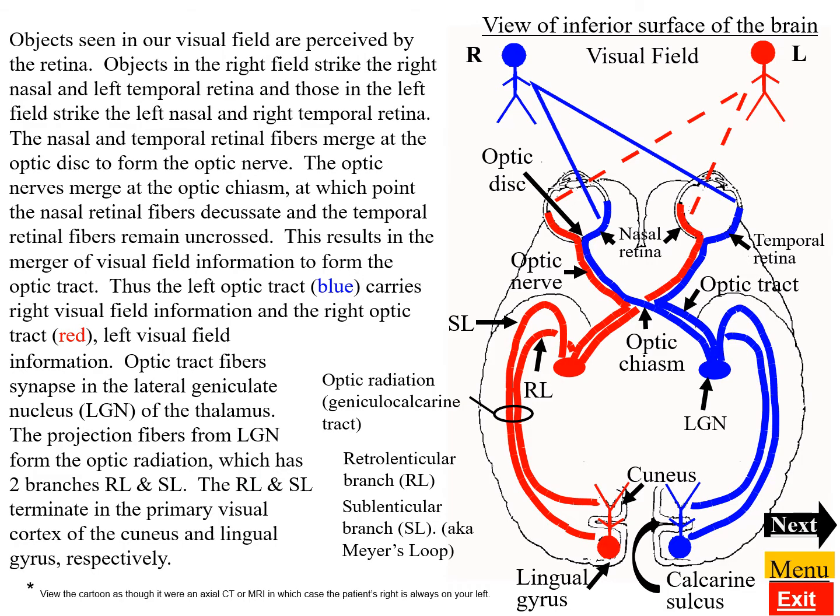This represents an overview of the visual pathway showing its various components, starting with the retina, then the optic nerve, optic chiasm, where we have a crossover, and the optic tracts, and the optic radiations, which lead to the visual cortices in the occipital lobe. There is one synapse along the way in the lateral geniculate nucleus, and these elements will be shown in a little more detail on the following slides.